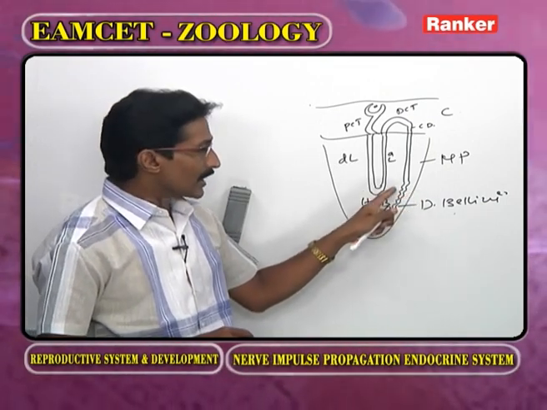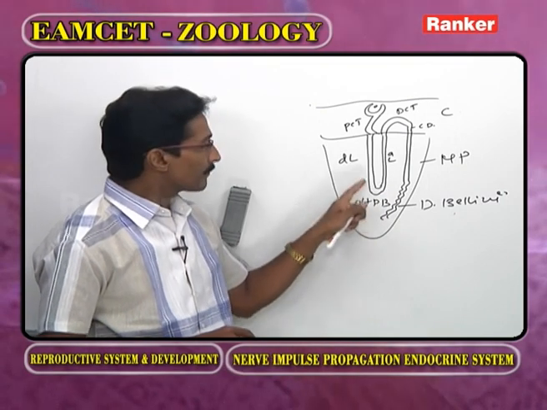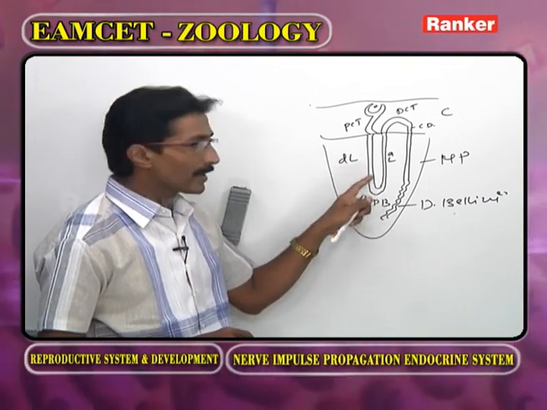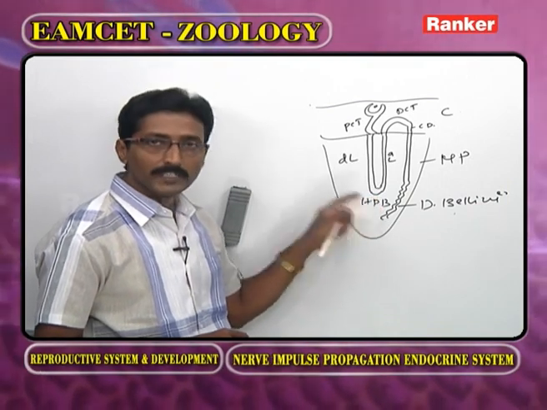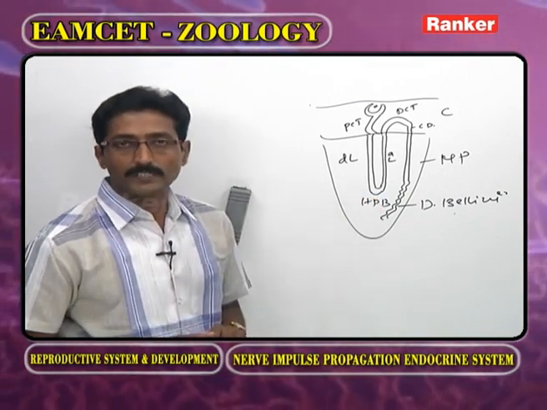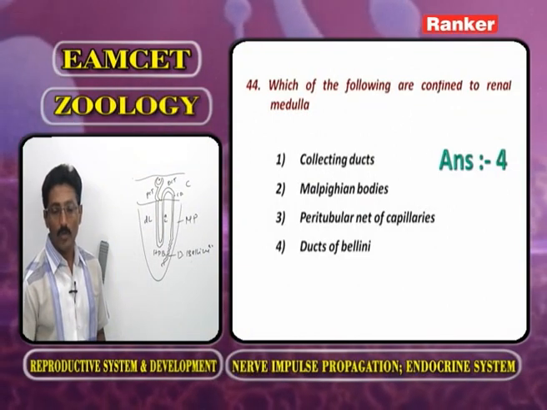The ducts of Bellini are present in the medulla, as are the descending limb, ascending limb and hairpin bend. Now the correct answer is the fourth one. We go for the next question.